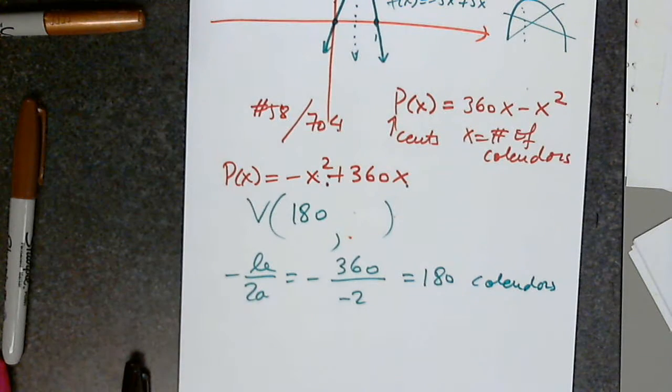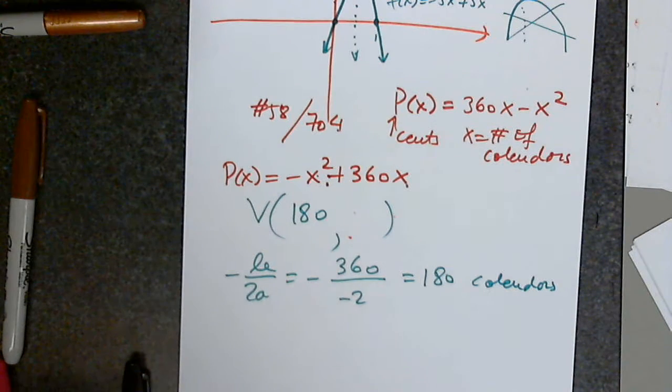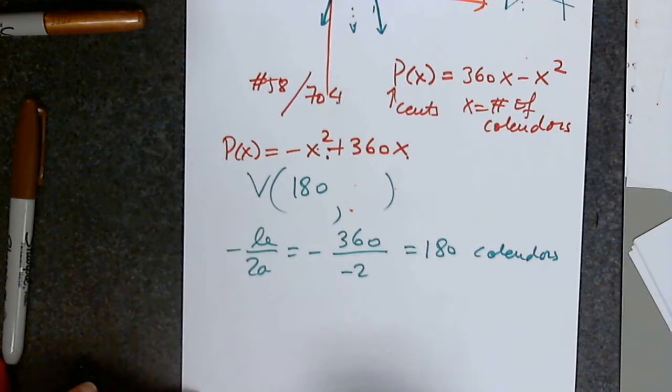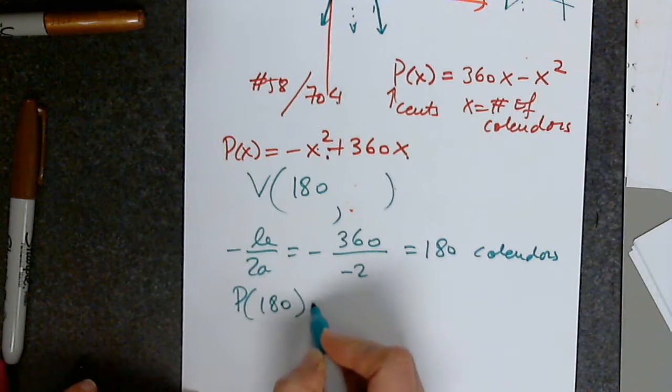Now the question is, what will you tell the Utah Ski Club? If you sell 180, not 181, not 185, not 170, but precisely 180, you will get a maximum profit. And they will ask you, what's the maximum profit? And you will say, that's it, P of 180.